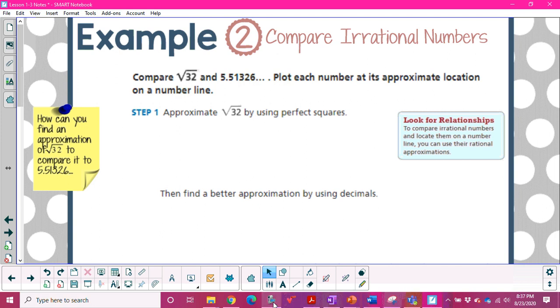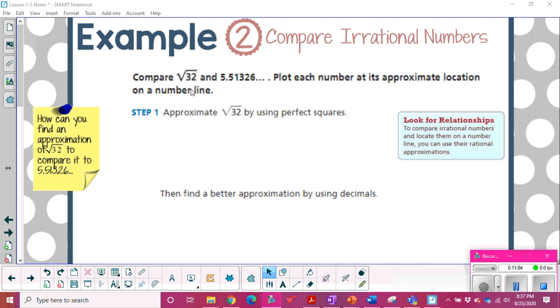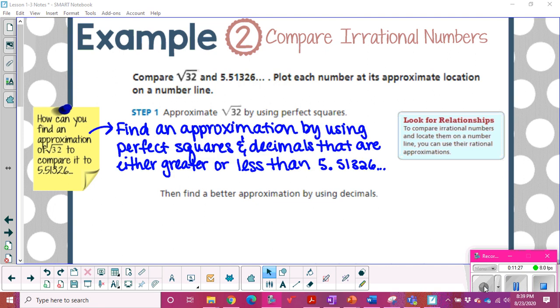Okay, let's look at the next example. Here we're going to compare irrational numbers. I need to compare the square root of 32 and 5.51326... This is not repeating and not terminating, so it is irrational. The square root of 32 is not a perfect square, so it is also irrational. I need to compare these two irrational numbers, so we need to plot each number at its approximate location on a number line. Let's talk about how to do that. We're going to find an approximation by using perfect squares and decimals that are either greater or less than 5.51326. Let's approximate the square root of 32.